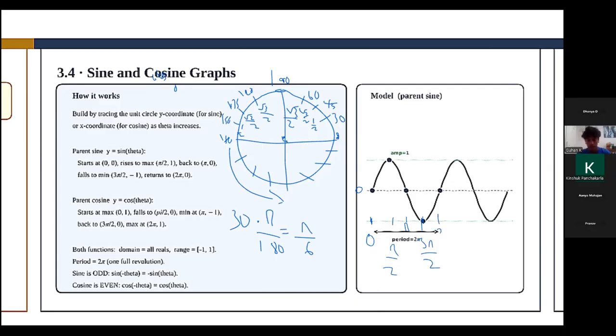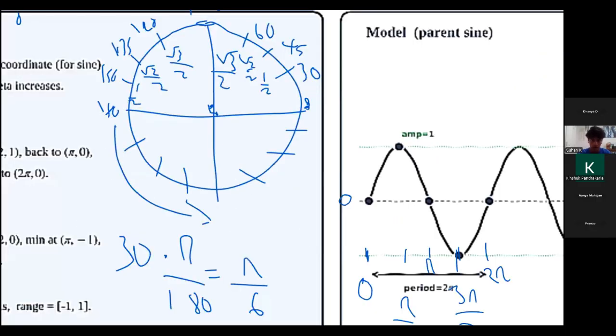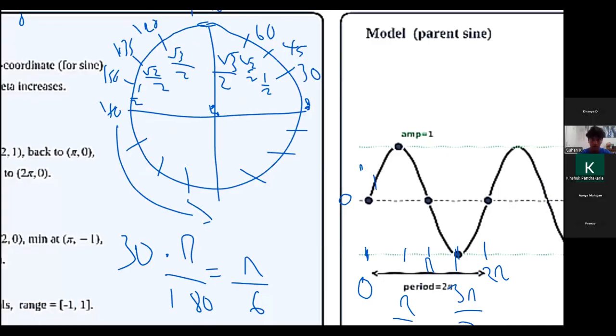And zooming in, we can see the little smaller points. So like here, somewhere around there is gonna be pi over 6. And the y value for that is going to be 1/2. Here, somewhere here, it's going to be pi over 3, which is 60 degrees, comma, root 3 over 2. So that's our parent graph for sine.